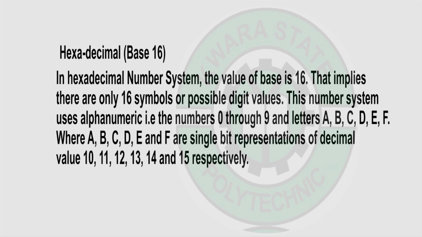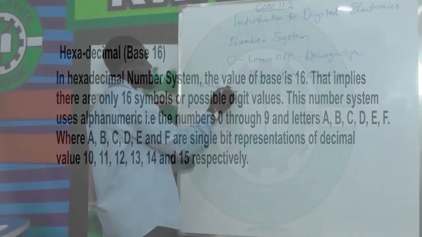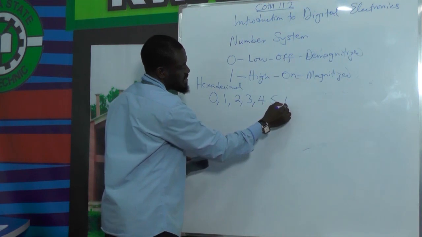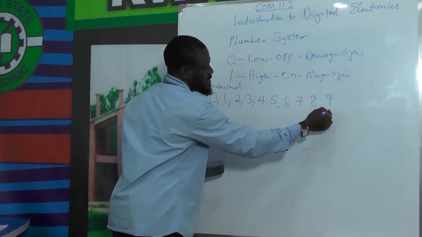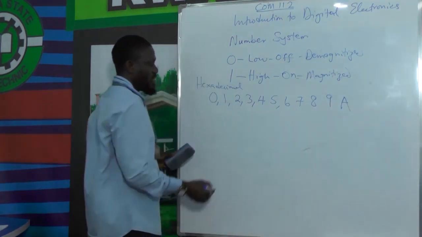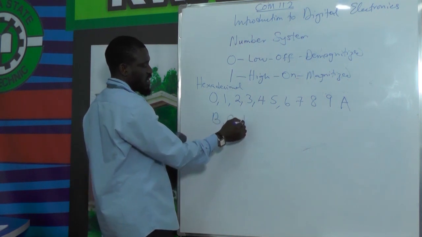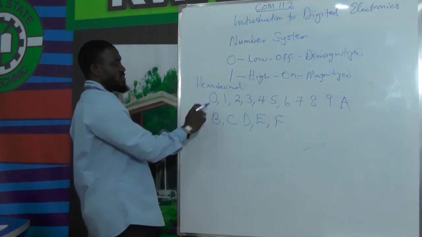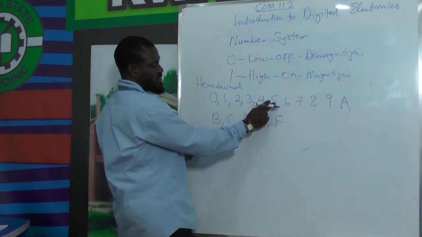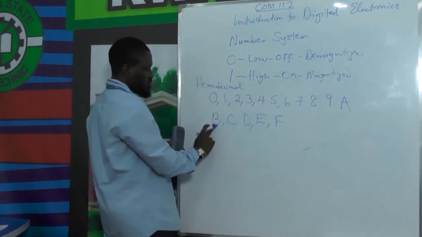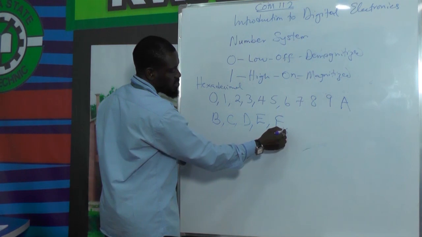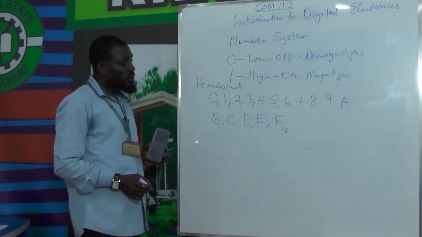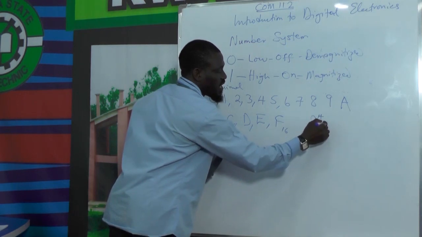That is 0 for hexadecimal in this case. 0, 1, 2, 3, 4, 5, 6, 7, 8, 9. Then we now have A, that is our 10. We have B, we have C, we have D, we have E, and we have F. So now let's count. 1, 2, 3, 4, 5, 6, 7, 8, 9, 10, 11, 12, 13, 14, 15, 16. So that is to the base of what? 16. So it requires only 4 bits. You see here, we use 4 bits. So that is 2^4, we have our 16.